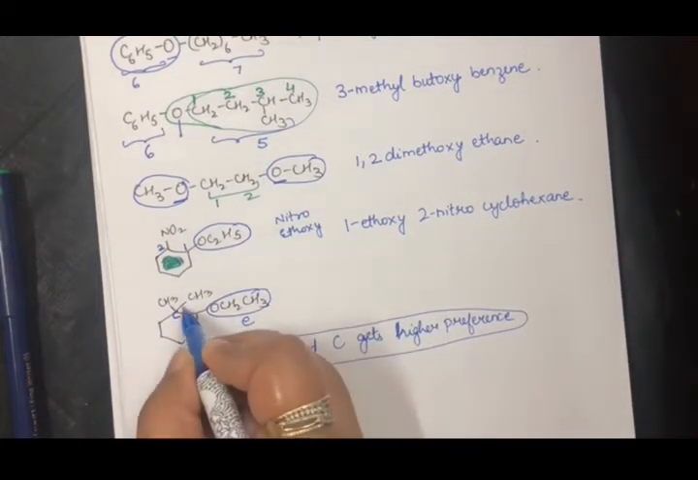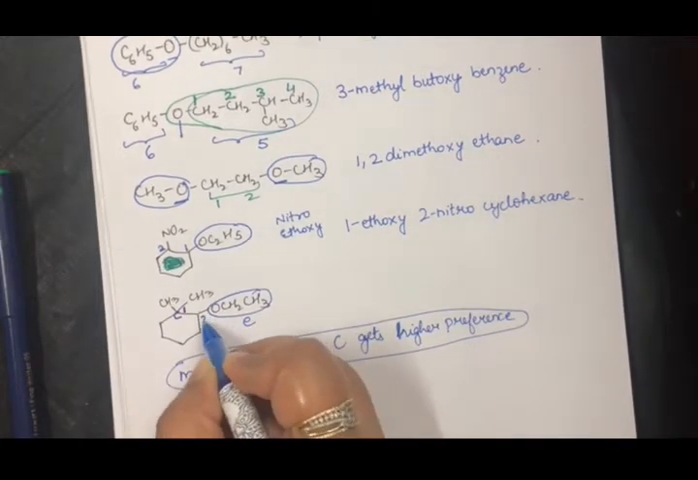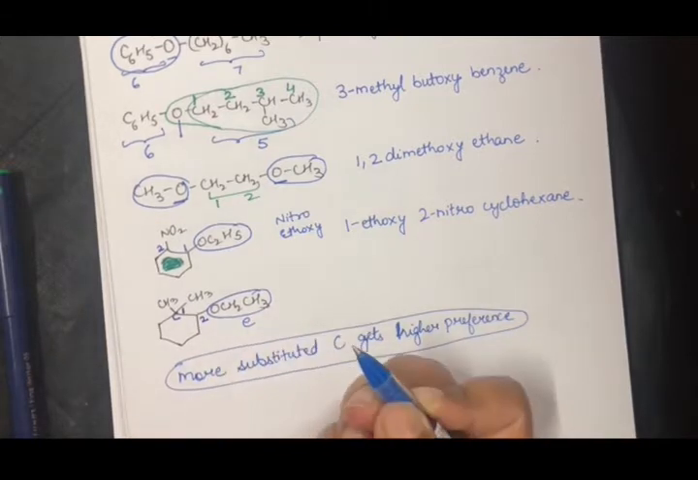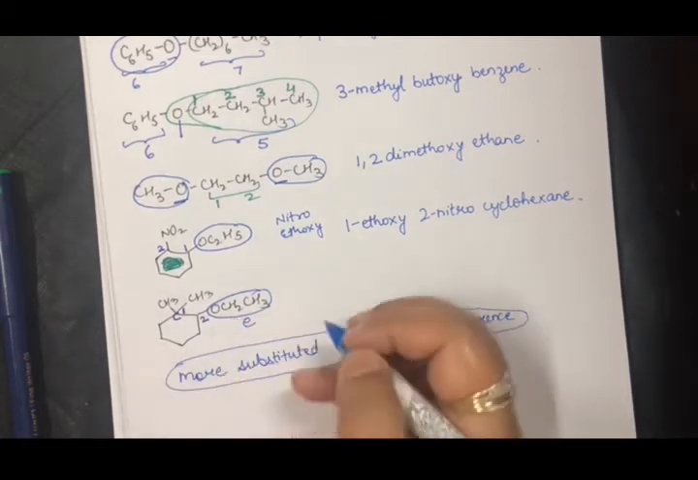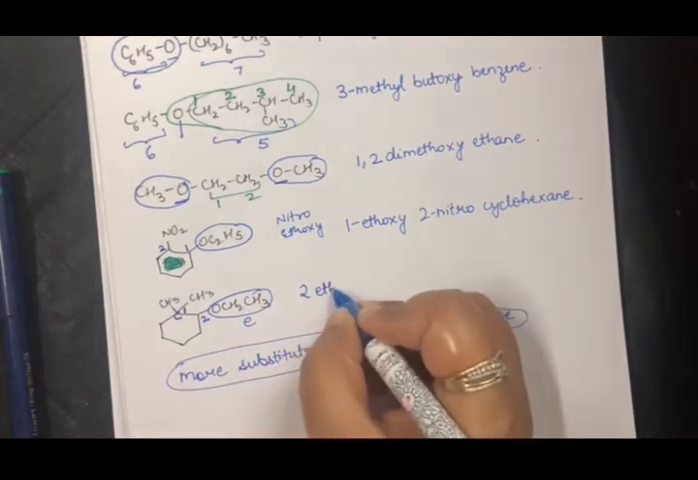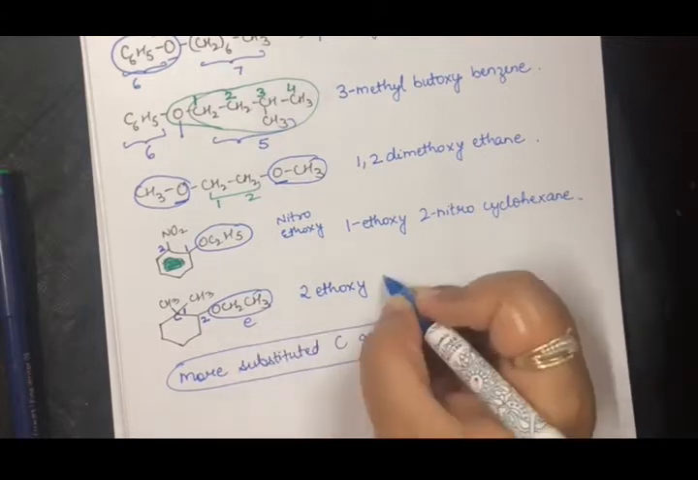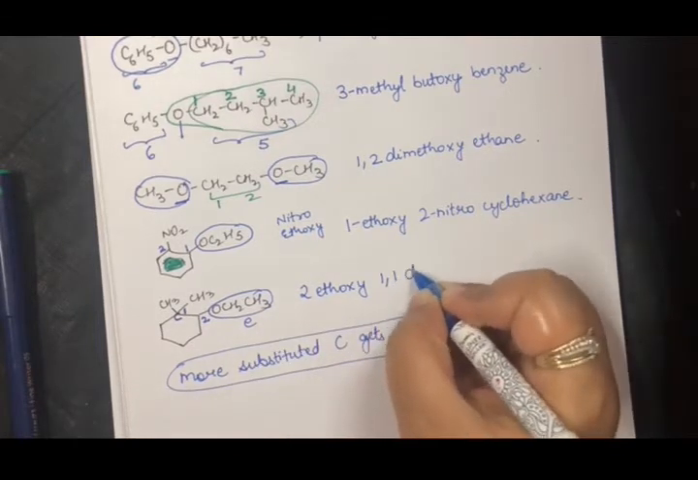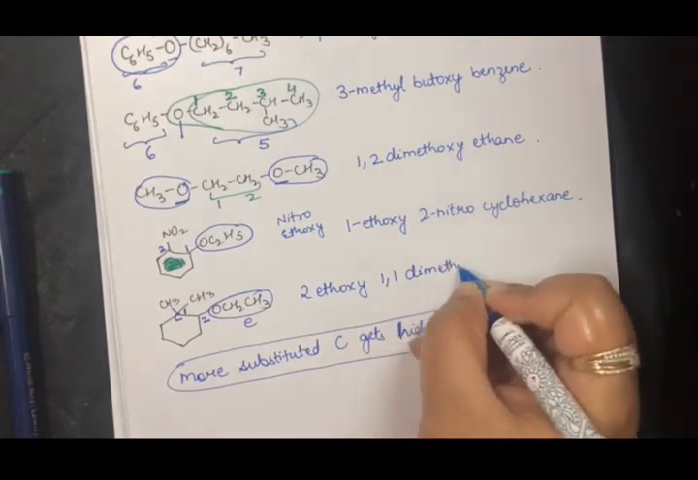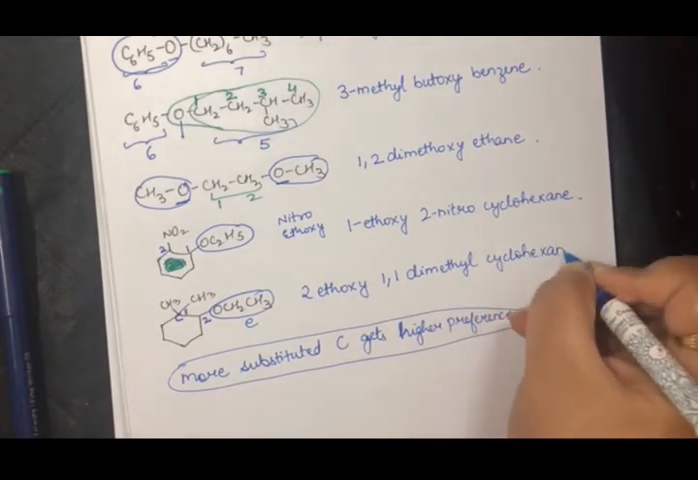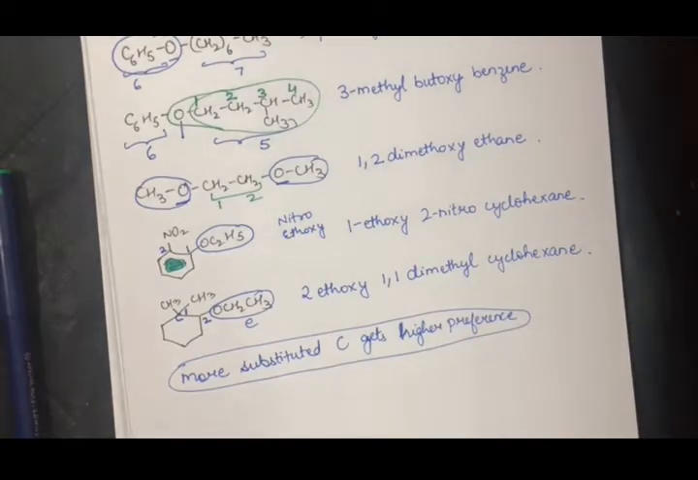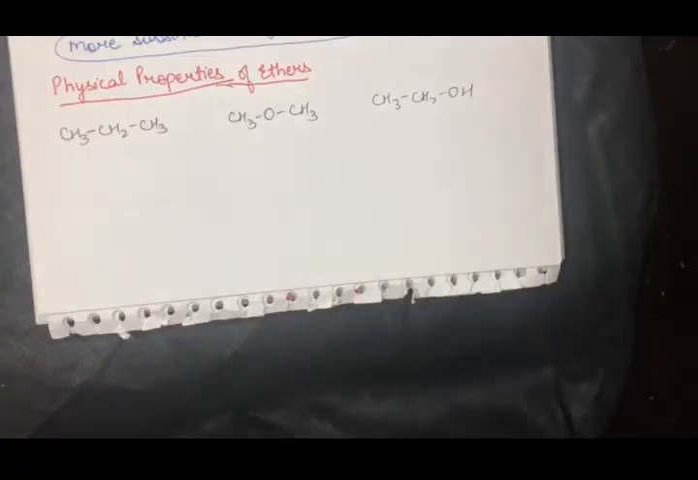So now my first position goes here, the second is here. But while writing, we'll definitely follow the alphabetical order. This is methyl and this is ethoxy. So it is 2 ethoxy. At one position there are 2 methyl, so I'll write 1,1 dimethyl and then cyclohexane. Right? Let's quickly discuss the physical properties of ether and compare them with the corresponding hydrocarbons and alcohols.